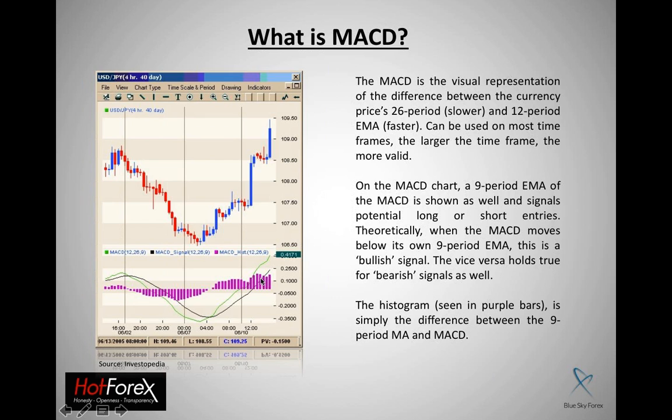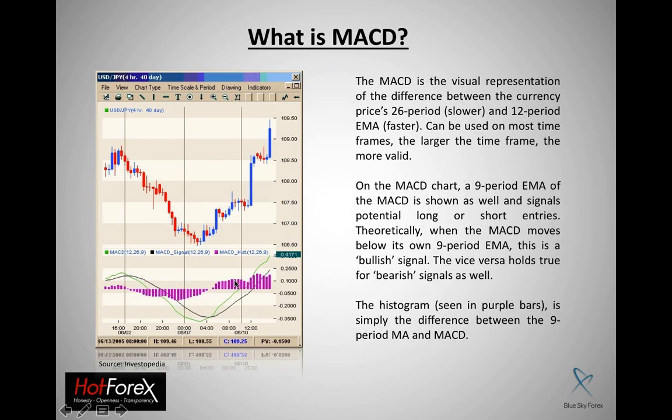And one thing to note is that you'll sometimes see this somewhat confusing histogram, right? These bar charts here. What does that exactly mean? In this case, it's seen in purple. This is actually just the difference between the green line and the black line, if that makes sense.